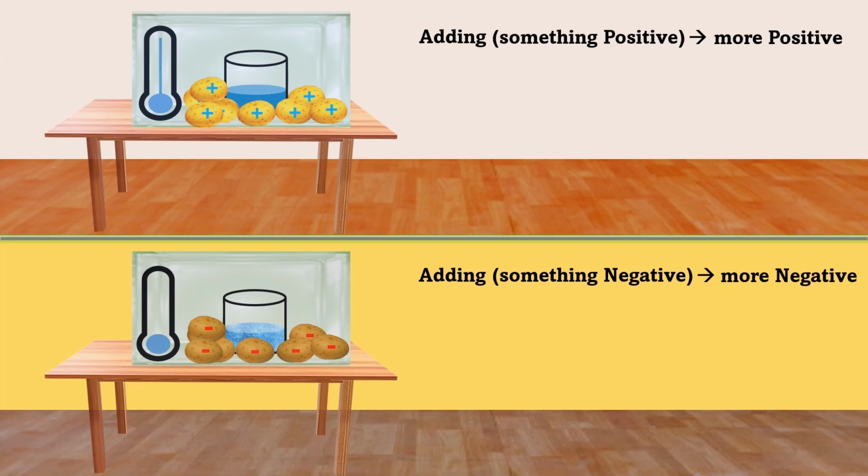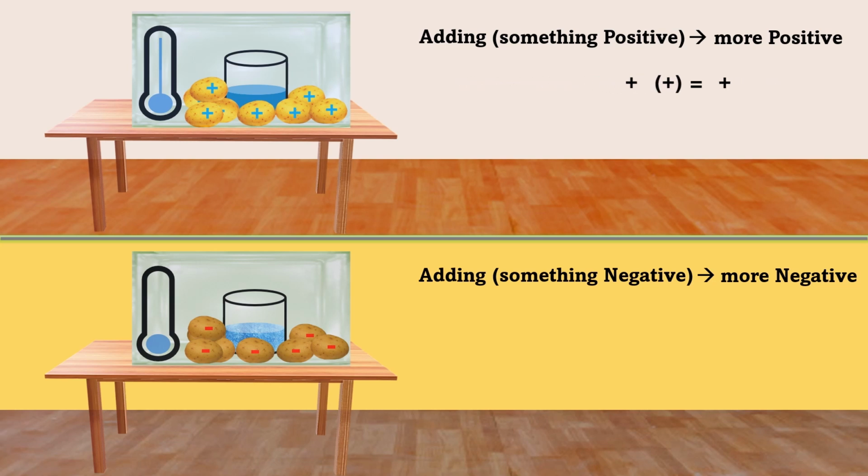Now, let us try to represent this understanding with mathematical symbols. Adding is denoted by a plus symbol. Something positive corresponds to a positive number or a positive entity, which therefore is represented by a plus symbol. And in the same way, more positive is also a plus. Hence, we get plus of plus equals plus.